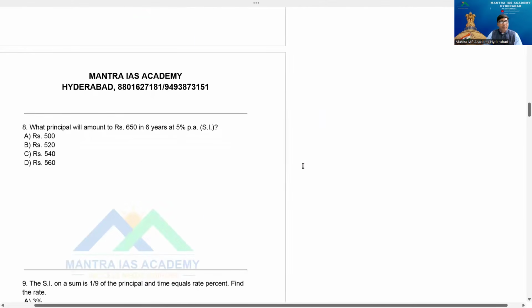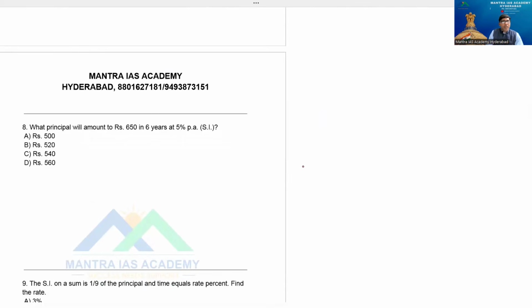Now the 8th one. What principal will amount to rupees 650 in 6 years at the rate of 5%? What do you mention here? He is asking the P value. Of course he gave us the amount as 650, and the rate of course we have 5%. Time is how much here?